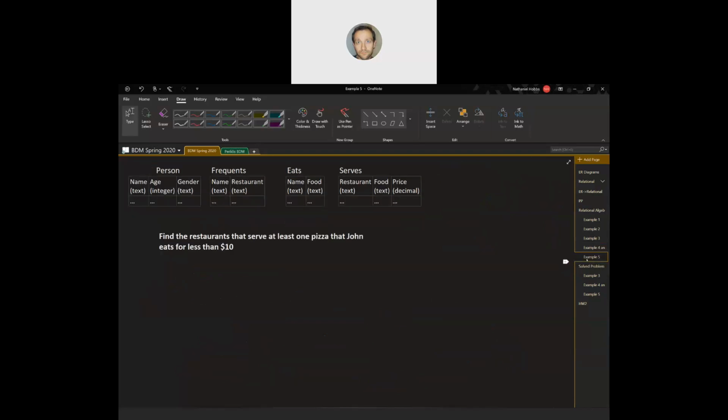All right, and we will end on this example. Find the restaurants that serve at least one pizza that John eats for less than $10. I'll get the timer going.